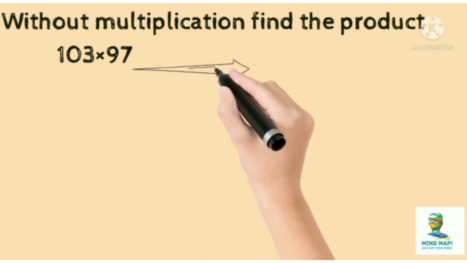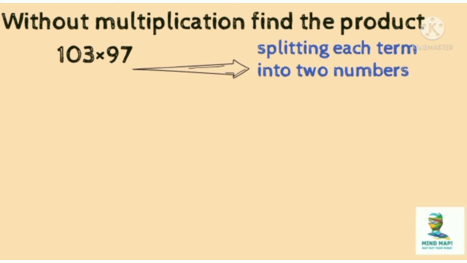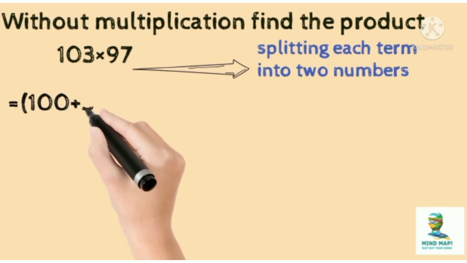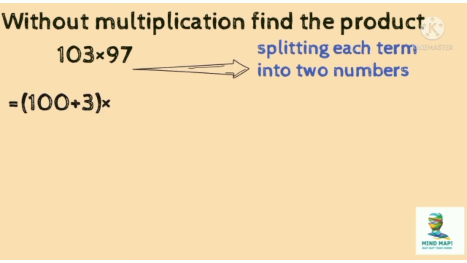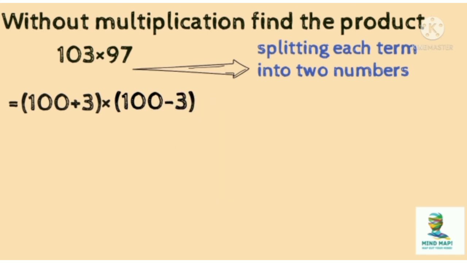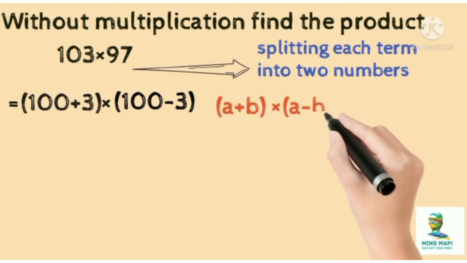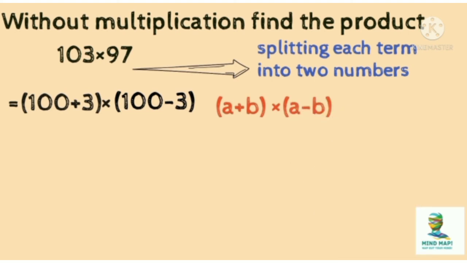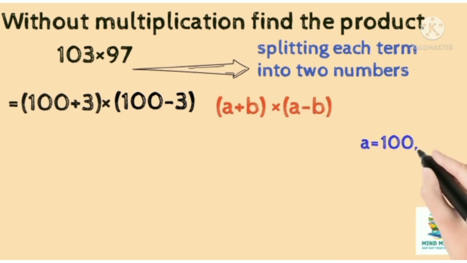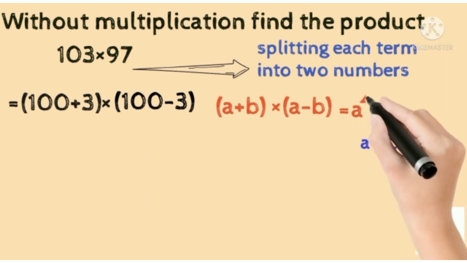I have the first question, 103 into 97. Make sure that you split each number separately. If we consider 100 to be the first number, then in order to get 103, we should add plus 3. Next, in order to get 97, we should subtract 3 from 100. So I get (100 plus 3) into (100 minus 3). It looks exactly the same as the formula (a plus b) into (a minus b). So here a represents 100 and b represents 3. That was the first part of solving.